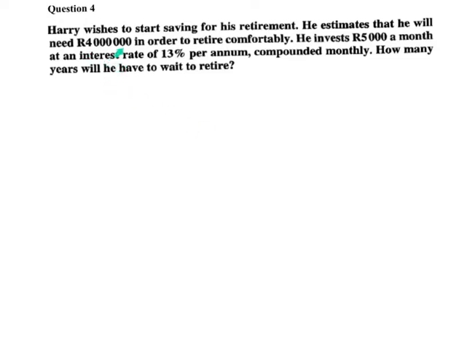So it is 4 million rands, right? And it's compounded monthly, and his investment is also monthly. That is a key. So we are safe on that side, because interest is compounded monthly and savings are also compounded monthly. So we have to use the future value formula. F is equal to x times 1 plus i to the power of n minus 1, divided by i.